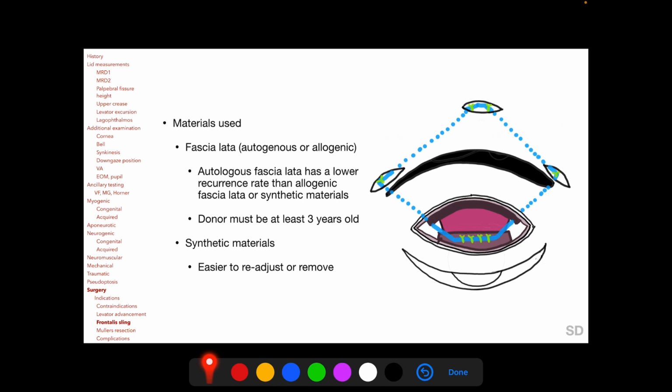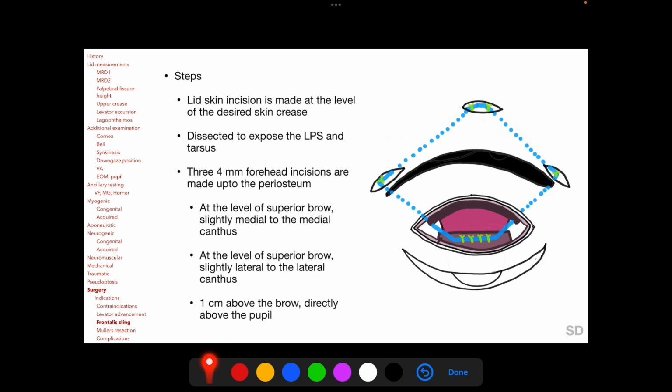Autologous fascia lata has a lower recurrence rate of ptosis than either allogenic fascia lata or synthetic materials. When using allogenic fascia lata, the donor must be at least 3 years old, while slings made of synthetic materials are easier to readjust or remove. The steps of the frontalis suspension procedure are as follows.